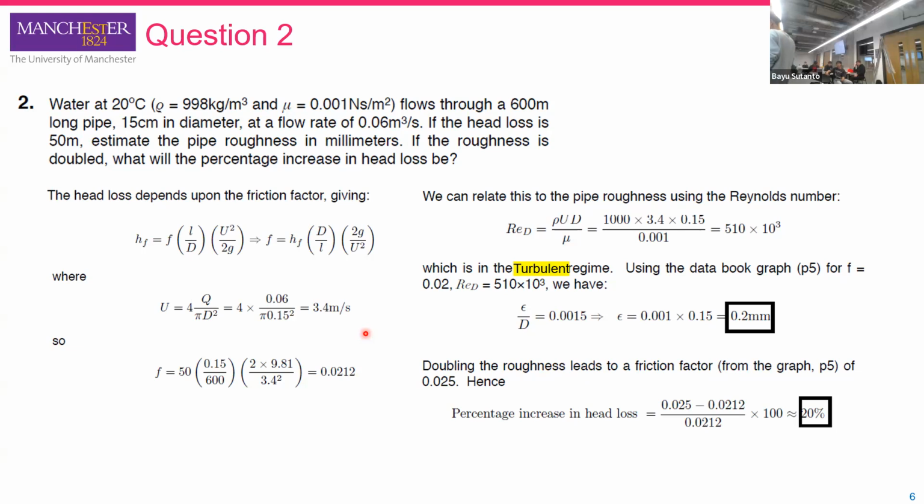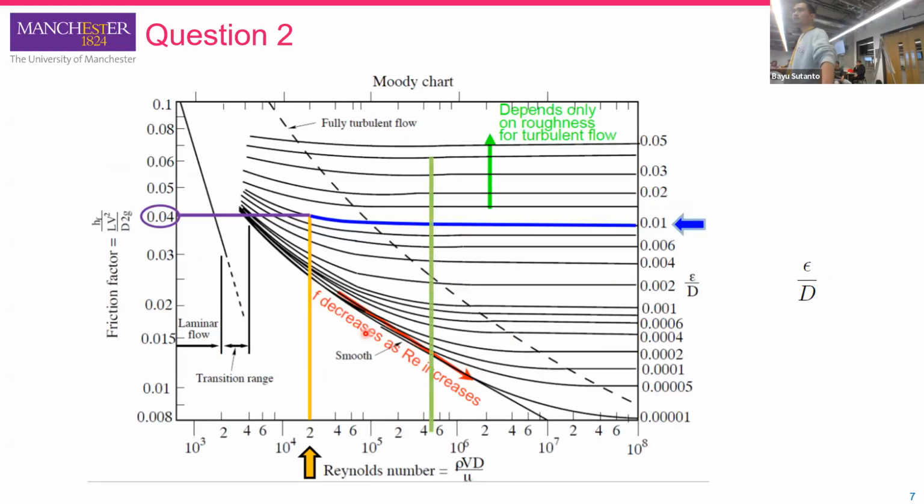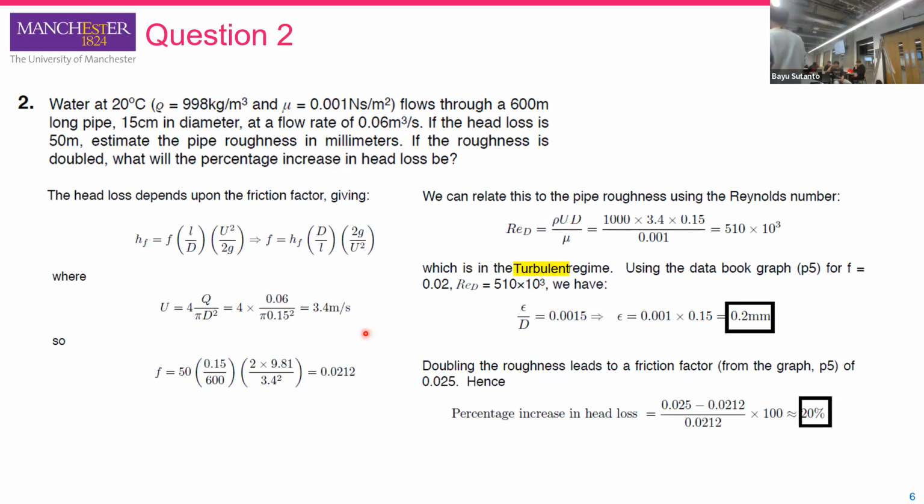And doubling the roughness means we double from 0.2 to 0.4, with the same diameter and the same Reynolds number. In this case, we only change the relative roughness from 0.1 to 0.2, and the friction factor changes to 0.024. So the percentage increase will be 20%.